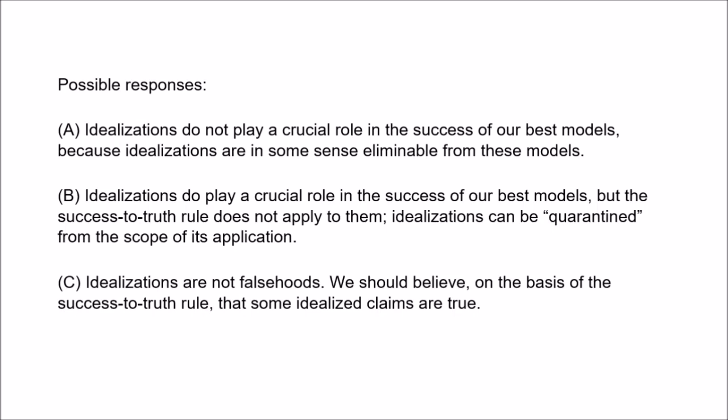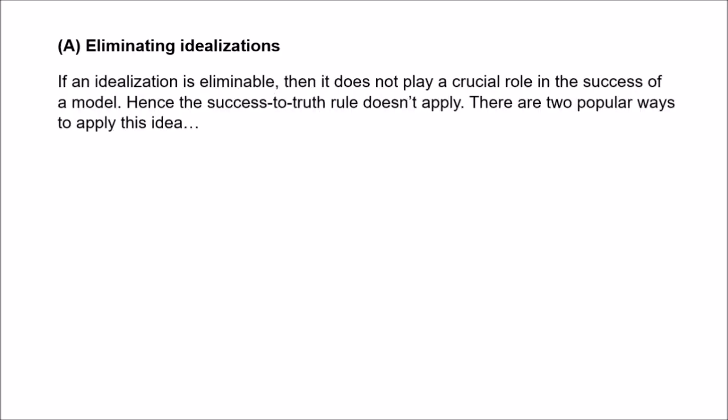Let's begin then with the first option, which is probably the most common realist response to idealization. This proceeds by trying to show that idealizations are eliminable. The assumption is that if idealization is eliminable, then it is not essential to success. At least it is not essential to the kind of success that the realist treats as justifying belief. And so, idealizations aren't really successful, and hence the success to truth rule doesn't apply.